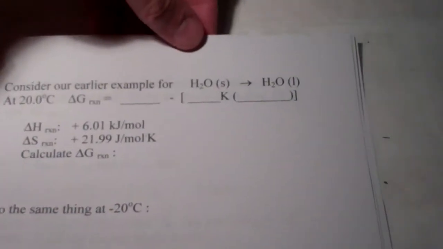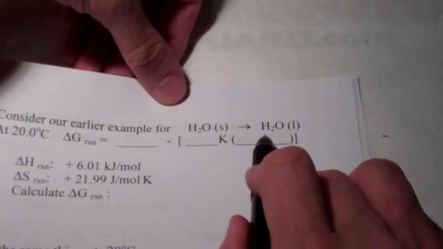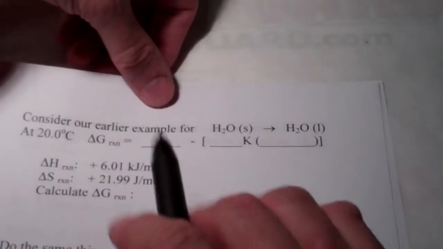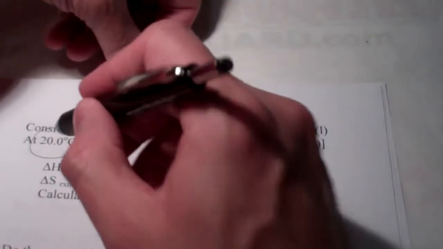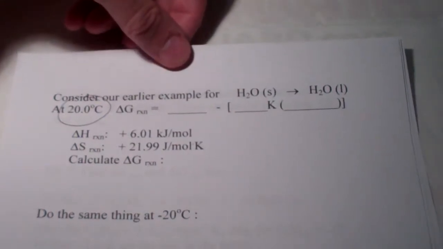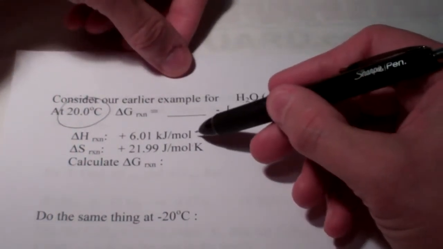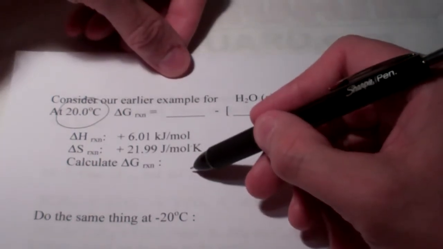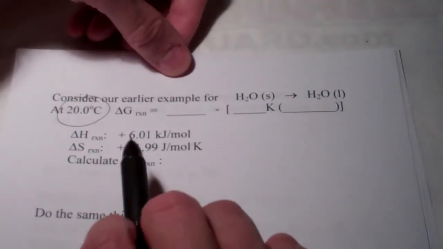All right, so back to our water example. We're taking water that's a solid and turning it into a liquid. Let's find delta G for this reaction. We'll find its sign. I first want to do it at 20 degrees Celsius. Now, I've found the heat of this reaction for you and the entropy of this reaction, so we should be able to calculate the free energy of the reaction.